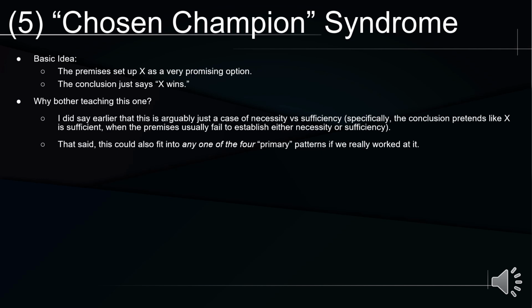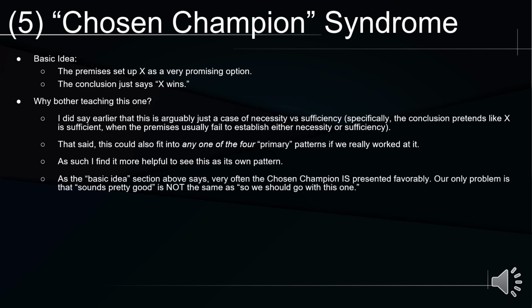So even though I think it's most accurately looked at as a subset of necessity versus sufficiency, I think if we wanted to, we could fit this into any one of the other four patterns. So because all of what I just said is the case, I do find it more helpful to see this as its own pattern. The reason why is that, as the basic idea section says above, very often the chosen champion is presented favorably.